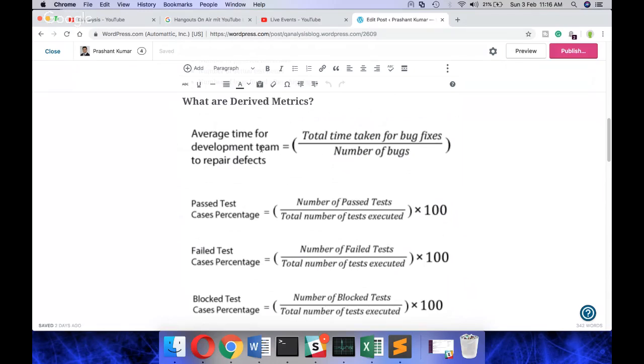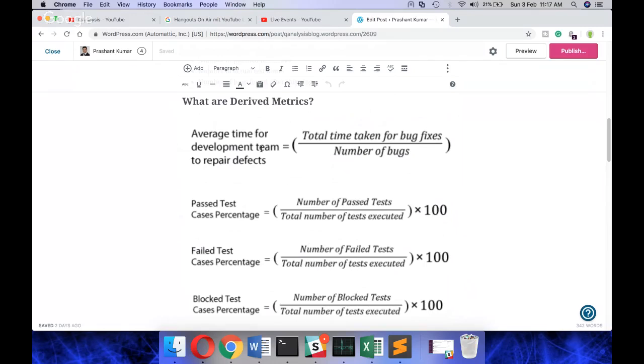The first one: average time for the development team to repair defects. When you want to calculate how much time on average is taken by the development team to repair a defect, you need the total time taken for bug fixes and the number of bugs. You can take it from Jira, from the status report, or from the daily execution sheet: the total number of bugs fixed by the development team, and what the total time was. Once development is complete, you divide the total time taken for fixing bugs by the total number of bugs. It will give you the average time of development for fixing the defects.